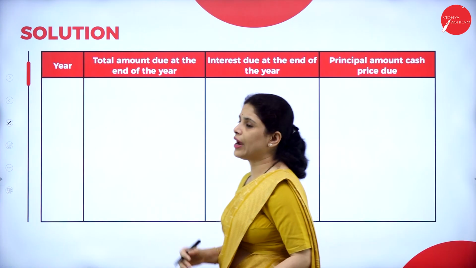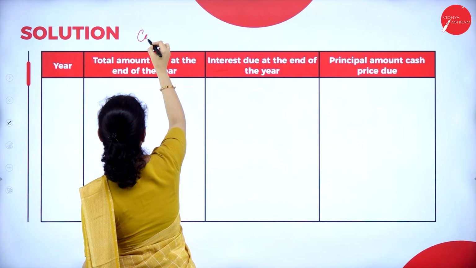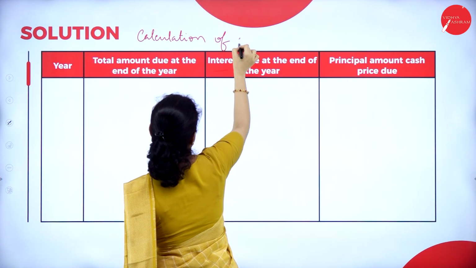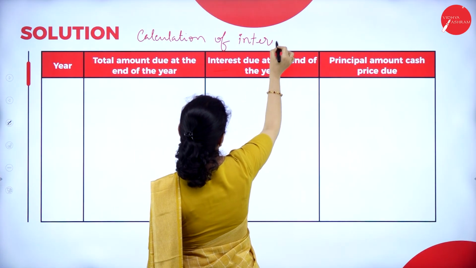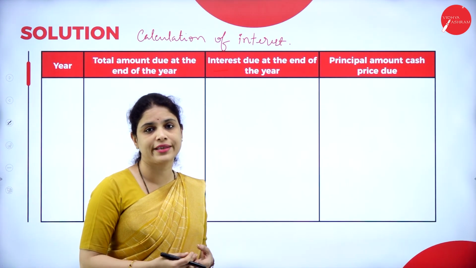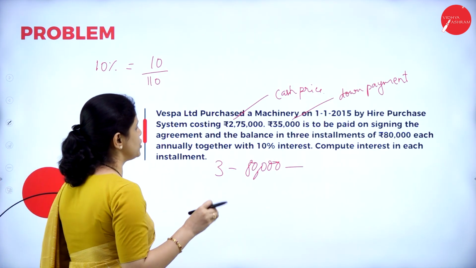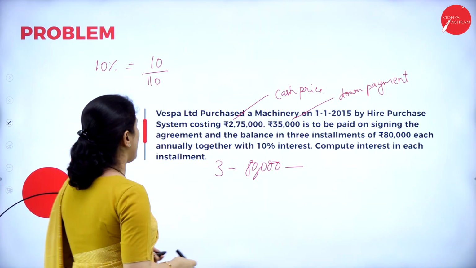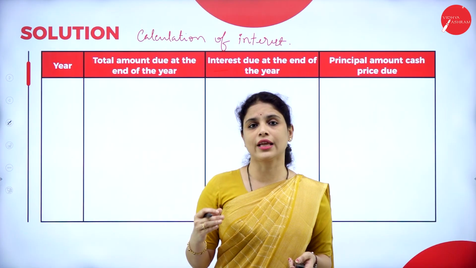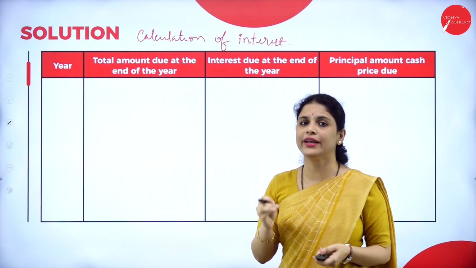So what we have to do here is calculating the interest. So calculation of interest. So what we have to do? We have to start it with the first year, because what price is given? Cash price is given. Let us see the problem. Vespa Limited purchased a machinery on 1/1/2015 on hire purchase system. So whenever we are calculating the interest, we should not calculate on the cash price. Instead of that, we have to deduct the down payment and then we have to do.